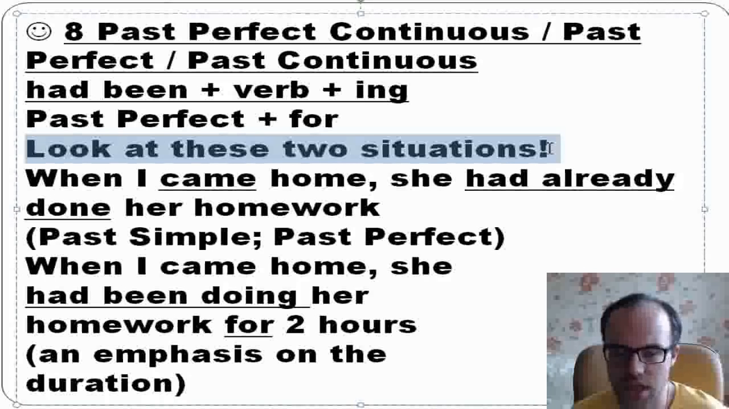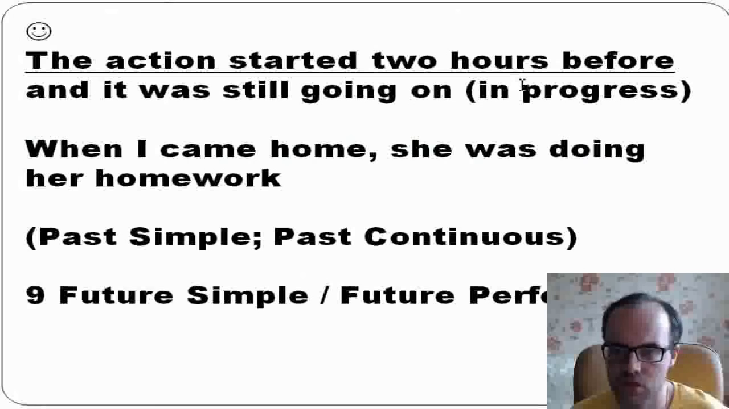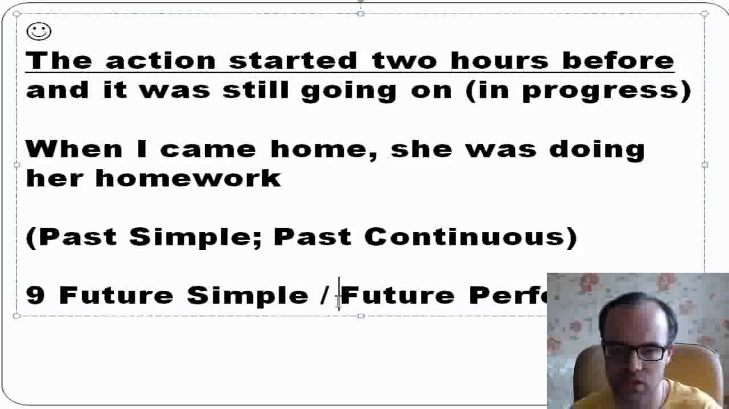Let's look at the second situation. So when I came home, she had been doing her homework for 2 hours. So there is an emphasis on the duration. It tells us that this action is long. The action started 2 hours before, and it was still going on. It was still in progress. And there is one more situation, the third one. When I came home, she was doing her homework. So it's past simple and past continuous.